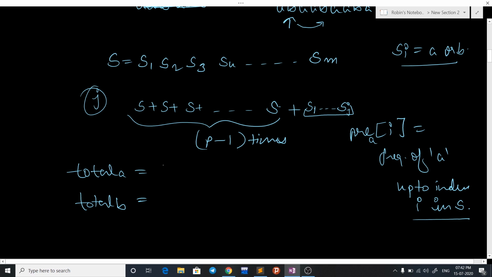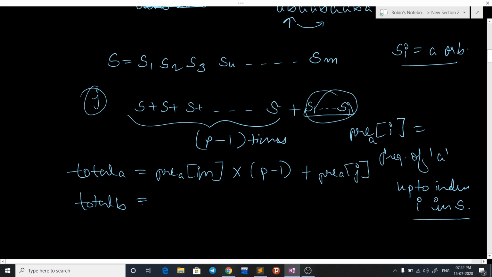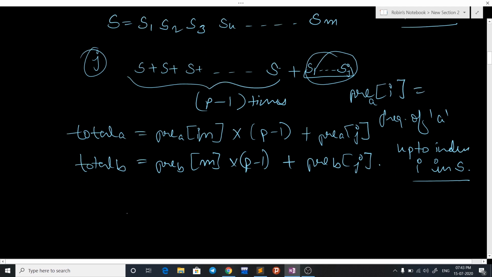Now total of A will be prefix A of M, if the length was M, times P minus 1, plus, now here the number of A's will be prefix A of J. Similarly total of B will be prefix B of M times P minus 1 plus prefix B of J. So these will be total number of A's and this will be total number of B's.